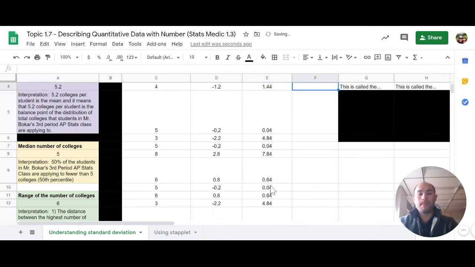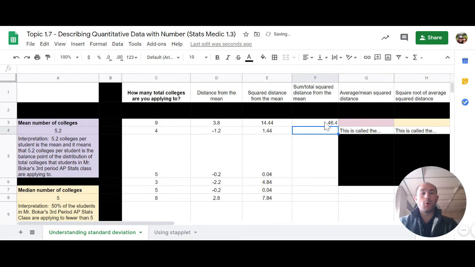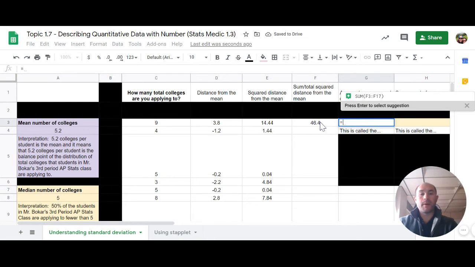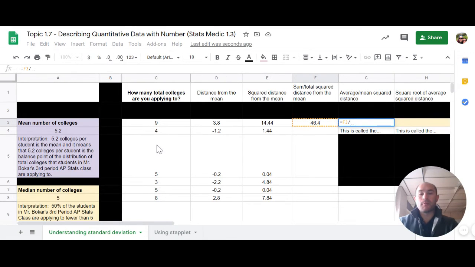Take the sum. Okay, we totaled. So this is our total squared distance. We find the average. Once we have a sum, all we need to do is divide the sum by however many data points there are, to find the average. So we take this and divide that by however many data points we have.